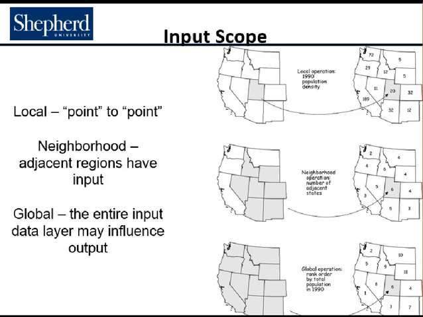A neighborhood operation is a spatial operation where the output location, area, or extent comes from operations on an area larger than and usually adjacent to the input extent. And we see an example of that in the middle set of figures. A global operation is a spatial operation where the output location, area, or extent comes from operations on the entire input area or extent. And of course, we see this in the bottom set of figures.